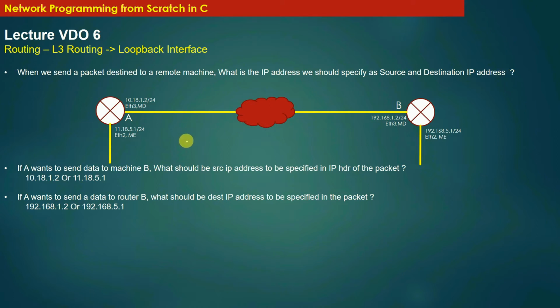For example, in this topology, you can see that there are two routers or two machines, machine A and machine B. Machine A has two interfaces. On one interface, the IP address configured is 10.18.1.2/24, the MAC address is MD, and the name of the interface is Ethernet3. The second interface also has an IP address, name, and MAC address. Similarly, machine B also has two interfaces with an IP address, MAC address, and interface name configured.